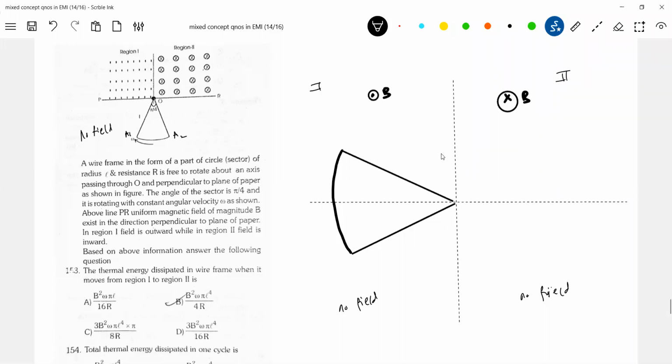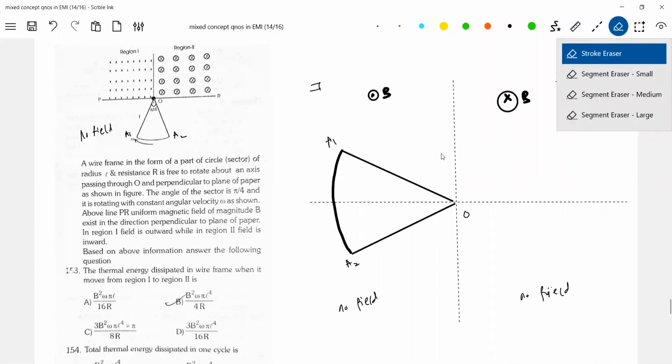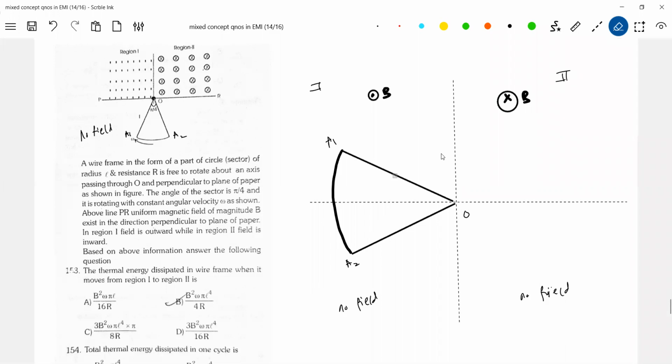When the rod OA1 enters region 1, will there be any flow of current? Yes. So replace this with a cell, it's very easy for you. B bar out of the plane, B bar out of the plane, B bar out of the plane. So the end O will be positive. So replace it with a cell.